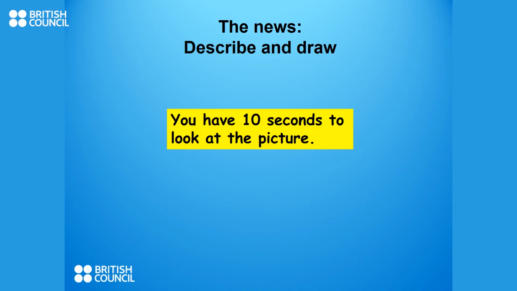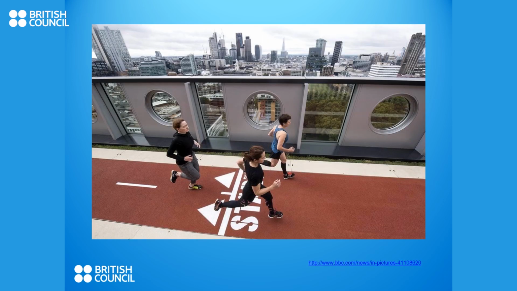So one of the activities that is really quick to prepare and has maximum output from the students is describe and draw. So find a really interesting picture on a news website, put the students into pairs. One of the students shuts their eyes or doesn't look, and the other one looks at the picture for 10 seconds. Then after the 10 seconds, they must describe the picture to their partner.